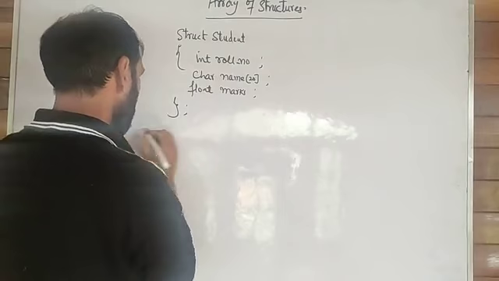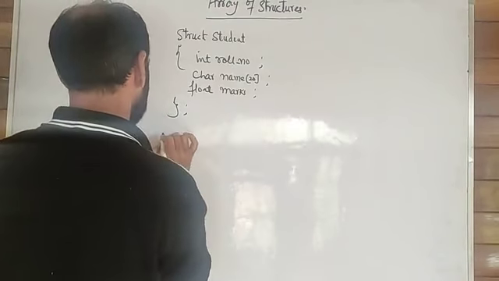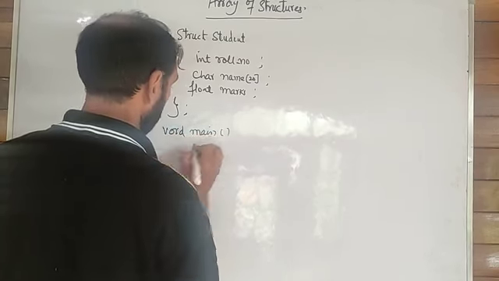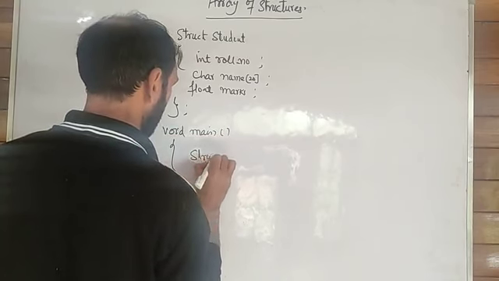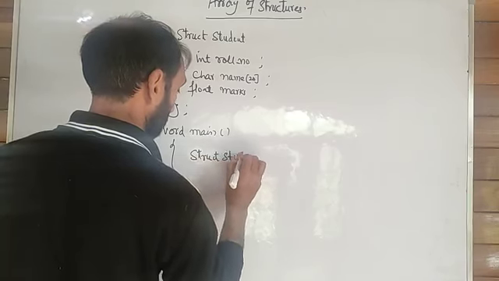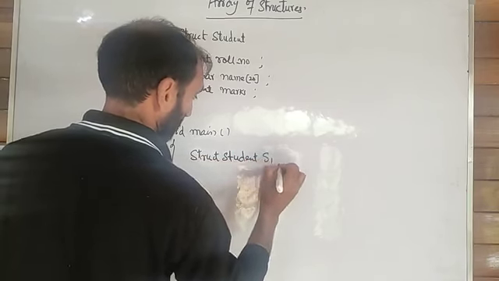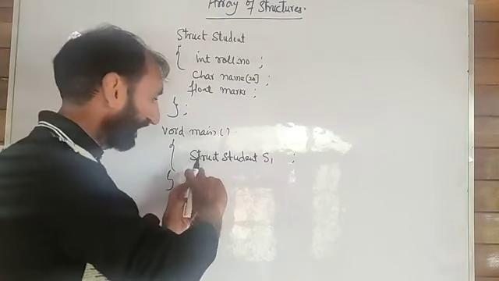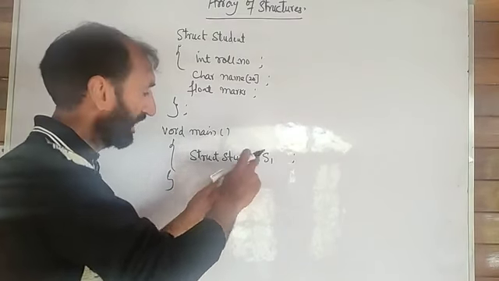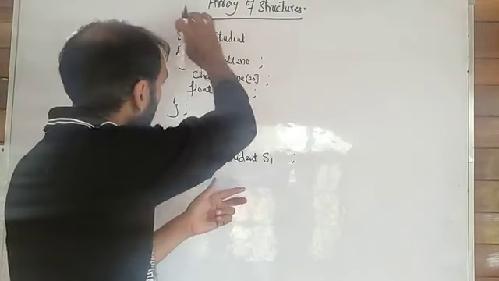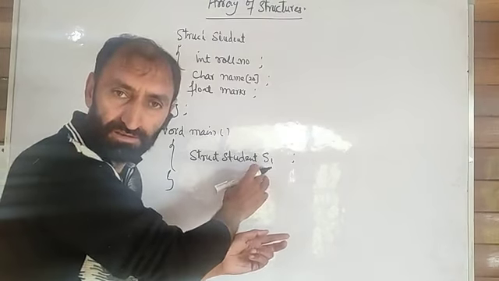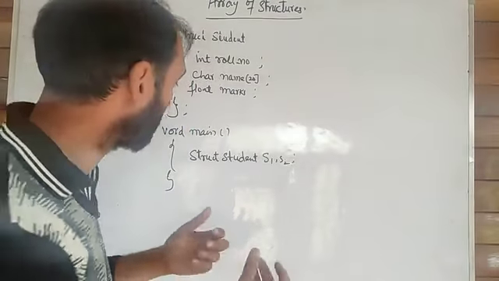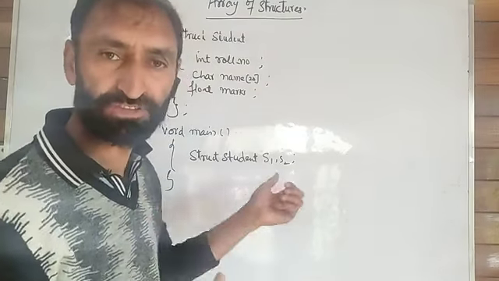For example, here I am going to declare a structure variable, struct student S1. Here I have declared a structure variable S1, or we can say an object of this struct student, S1. I can declare S2, S3, and so on. I can declare as many variables, as many objects of the structure as we need.